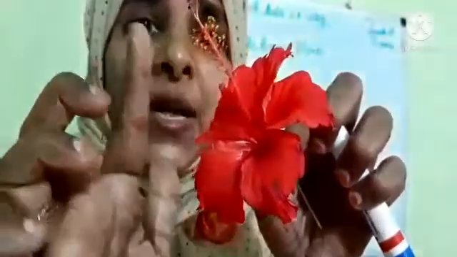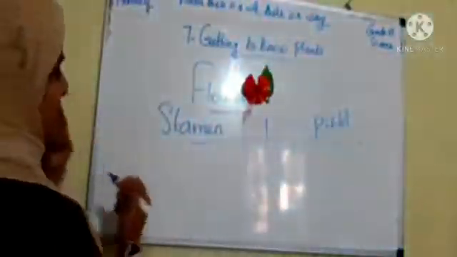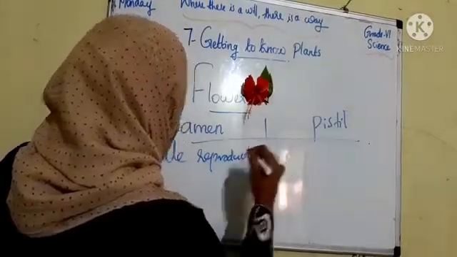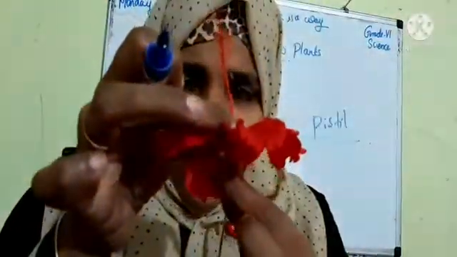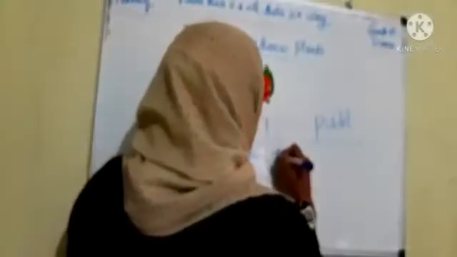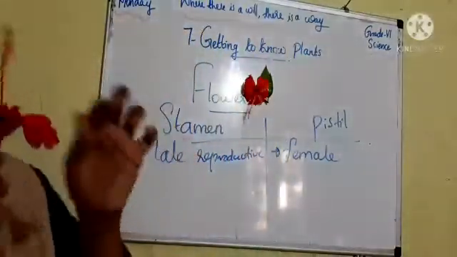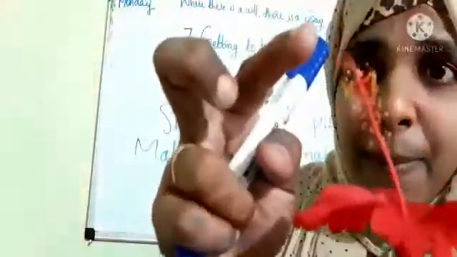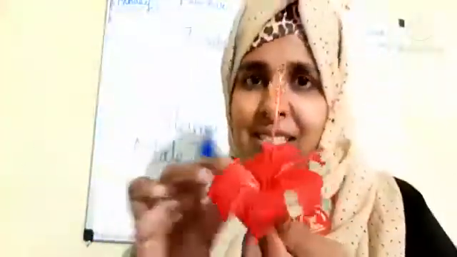It is the male reproductive part of a plant. I already told you the flower is the reproductive part of a plant. Here you can see a long tube-like structure passing through, right? That we call pistil. So pistil is the female reproductive part of the plant. Stamen is the male reproductive part of a plant, but pistil is the female reproductive part. Here I will draw the diagram and you can easily understand from that.